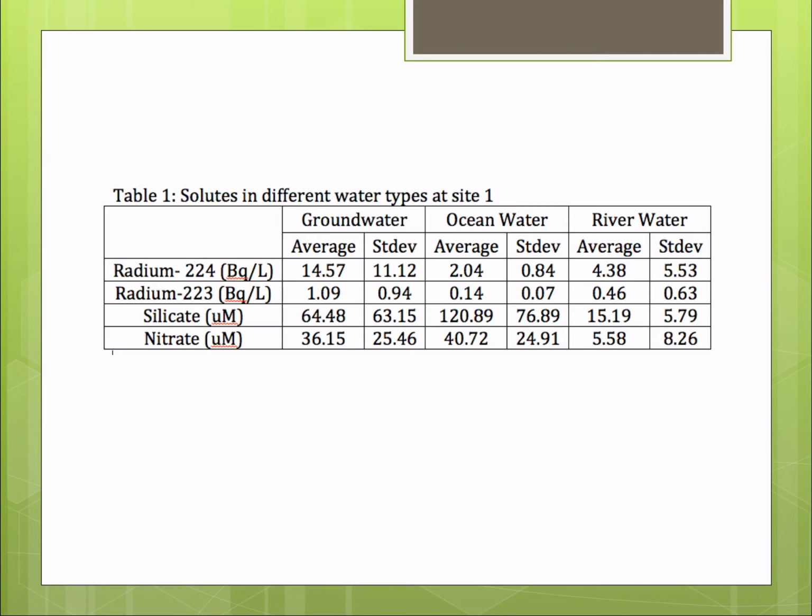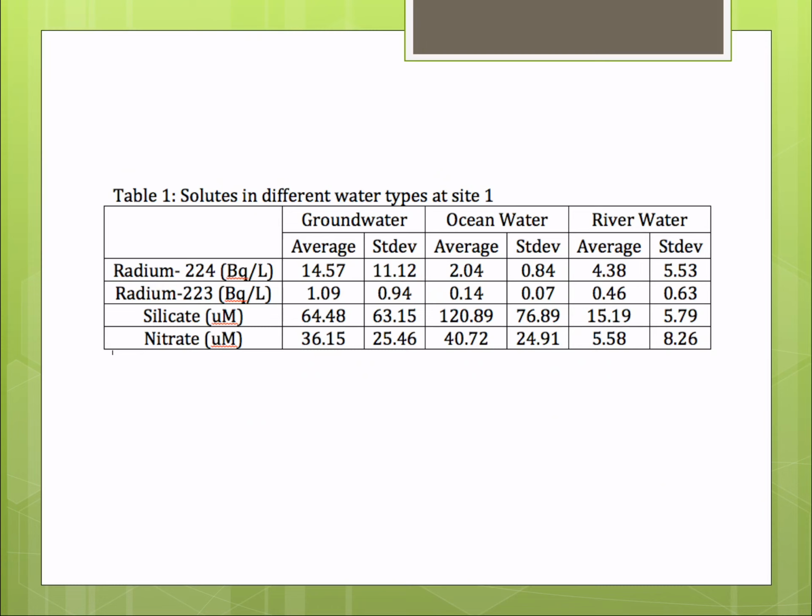We also made the table bigger so it's easier to see, and we put units on the radium and the nutrients. So we can see radium is measured in becquerels per liter, so that's radioactivity per liter, and silicate and nitrate are measured in concentration.